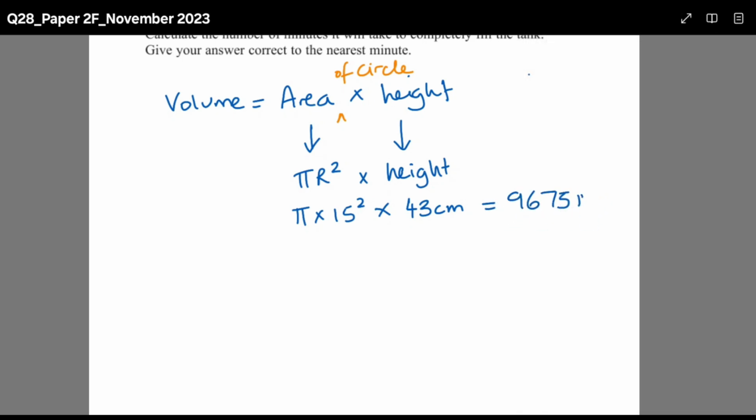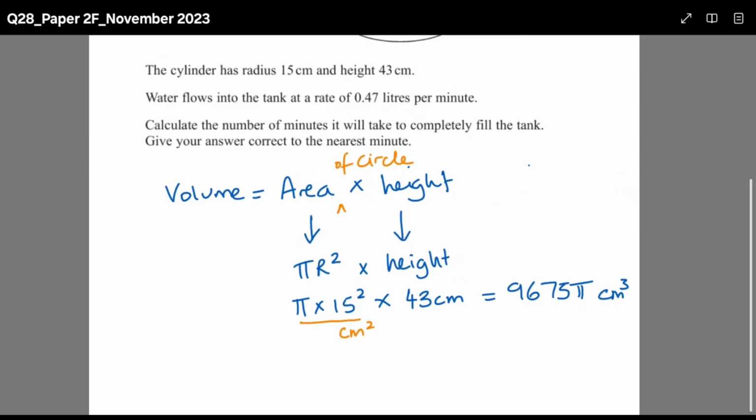This gives me 9675 pi. Now the unit is going to be centimeter cubed, because at this point here where we're multiplying, that's an area, so the unit will be centimeters squared. Now if you multiply a centimeter squared by a centimeter, we get a centimeter cubed. If you've got to this point, this will be your first mark in an exam. So the first mark is just from finding the volume of the cylinder.